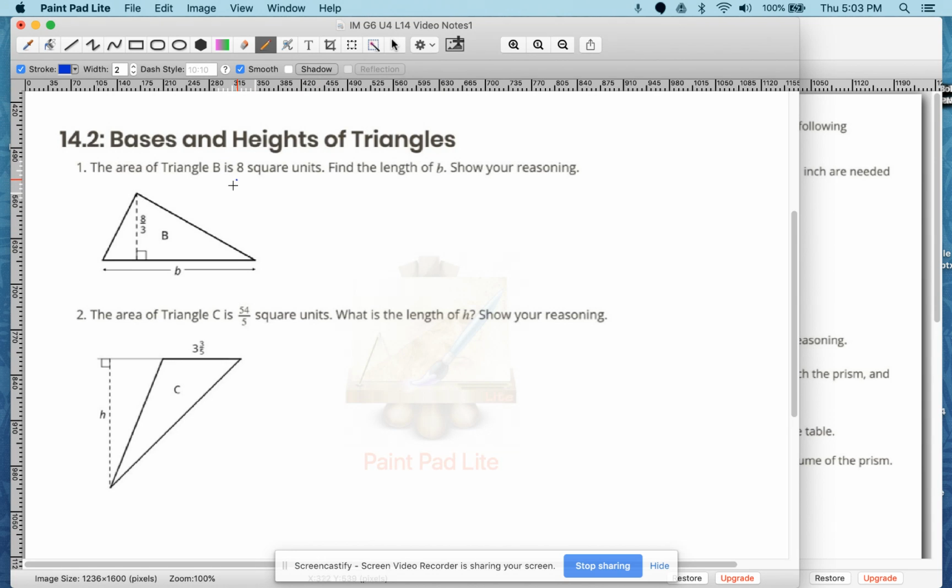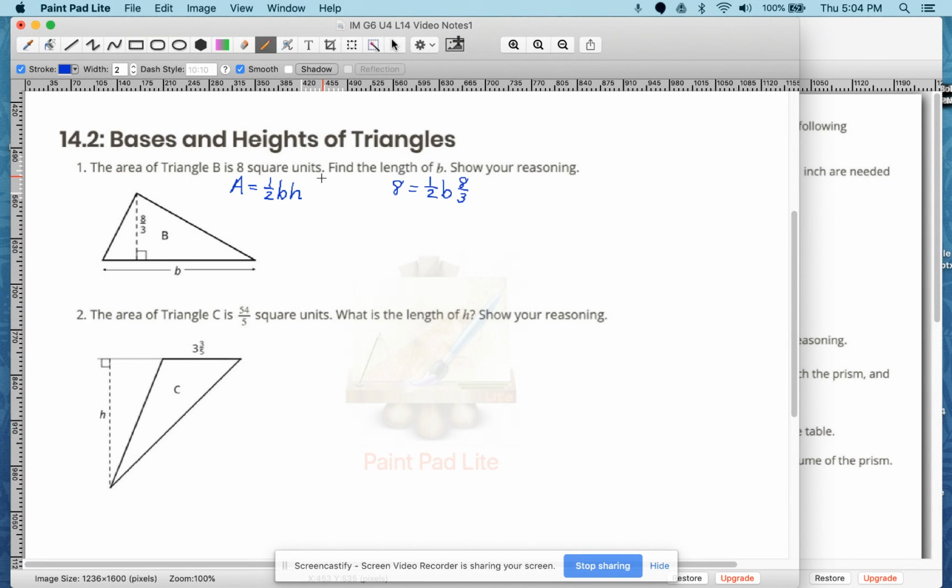Well, let's start out with the formula again. The area is half the base times the height. And they gave us the area, so let's fill in the area. The area is 8, so there's 8. 8 equals half. The base we don't know because that's our B, but we do know the height. The height is 8/3.